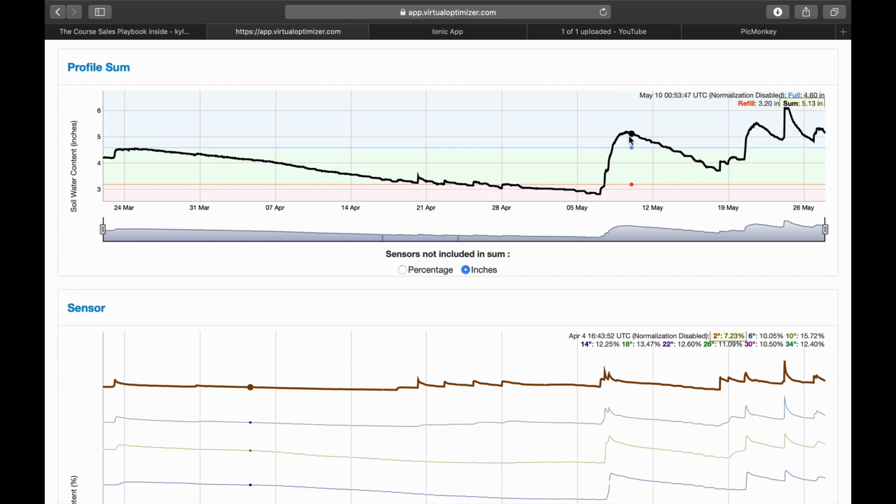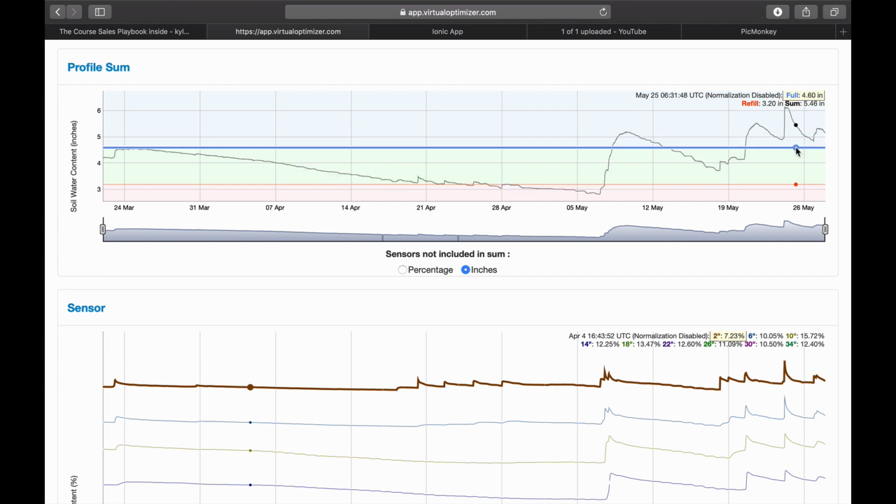See this rain event here? Several rain events that took us way over the full point. We were able to dry down a little bit for a few days, and then it's just taken off raining again. So what we want to analyze is this full point and ask the question, do we need to reset this full point? So let's go down now and look at our individual sensor graphs.